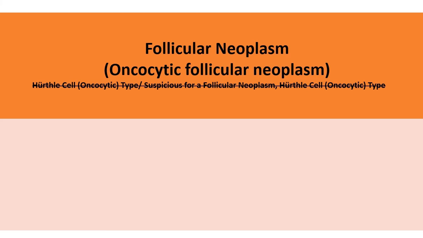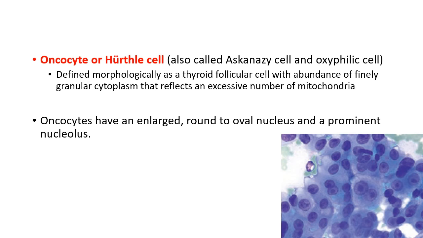So another group under the group of follicular neoplasm is oncocytic follicular neoplasm, which was previously also called Hurthle cell neoplasm or suspicious for follicular neoplasm. The term Hurthle cell has been removed and a single name has been given to this particular entity, that is OFN or oncocytic follicular neoplasm. So what are oncocytic cells? They are also called Askanazy cells and oxyphilic cells, and they are defined morphologically as thyroid follicular cells with abundance of finely granular cytoplasm that reflects an excessive number of mitochondria.